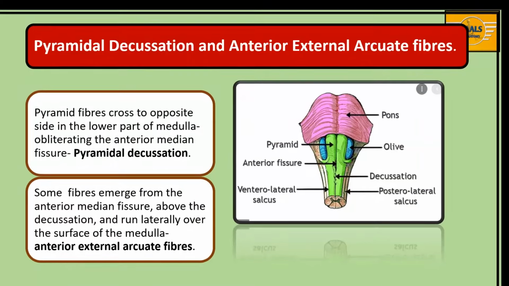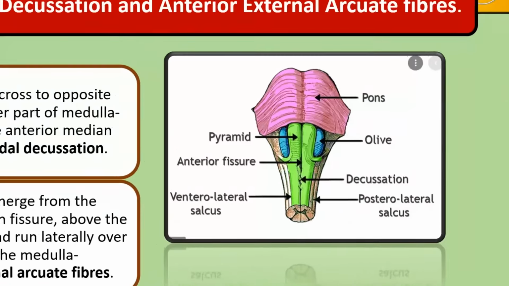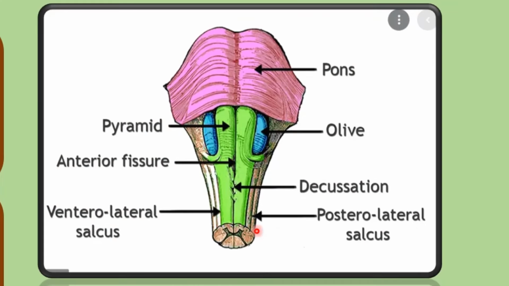The next feature important on the anterior surface of the medulla is the decussation of the pyramidal fibers we just mentioned, and also the emergence of external arcuate fibers from the anterior median sulcus. Now, the pyramidal fibers will cross to the opposite side in the lower part of the medulla, obliterating the anteromedian fissure. As you can note here, these are the pyramidal fibers.